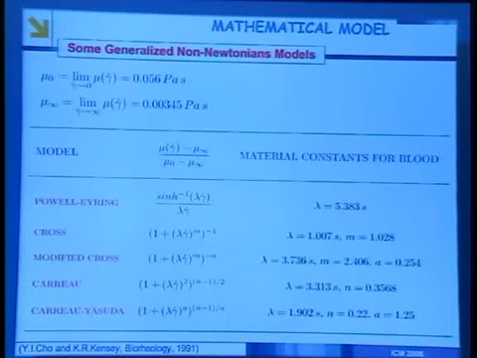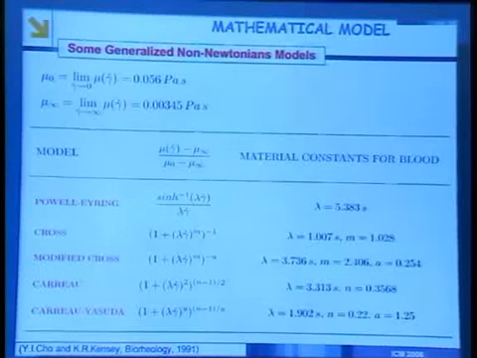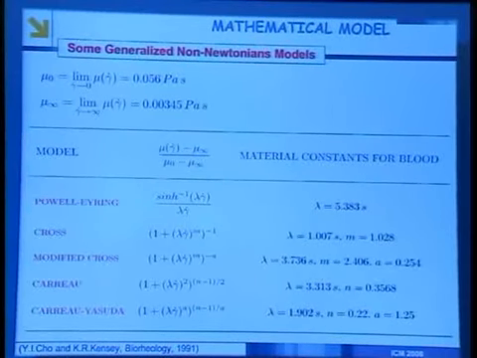Here is just a list of those: the Powell-Eyring, the Cross, the modified Cross, the Carreau-Yasuda, and in all of them you have that mu of gamma dot minus mu infinity over mu zero minus mu infinity, where these are constants that you can get from the blood analysis, say. Then these are nonlinear functions depending upon critical values of lambda and n, which are material constants for blood. So this is far from being the final word on these models.